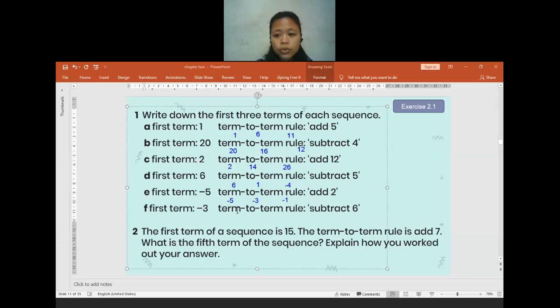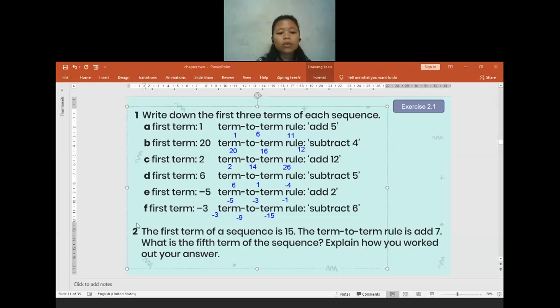Is there anyone who is confused? Is there anyone? No? Okay, now for question F, what number do I have to write first? Okay, negative 3. After negative 3, what number will it be? Negative 9. After negative 9, what number will it be? Good job. I think you already understand. Is there anyone who is confused?